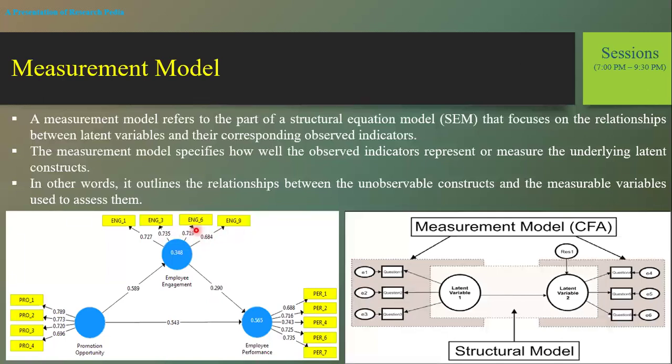So he may have deleted a number of factors from here. In the same way, he may have deleted some factors from here and concluded that these are the four factors that can measure promotion quality. These are the five factors that can measure employee performance more significantly. So this type of model, which shows how your factors are measuring your constructs, is basically the measurement model.